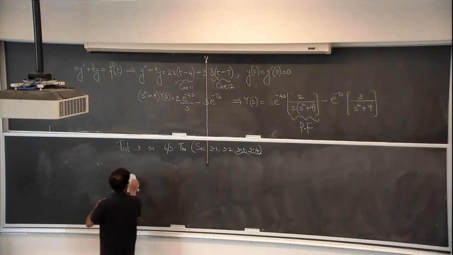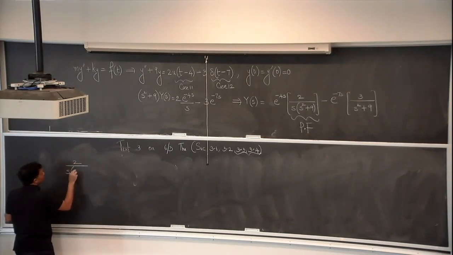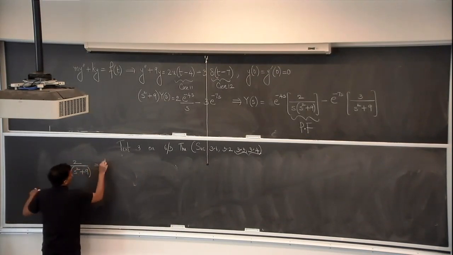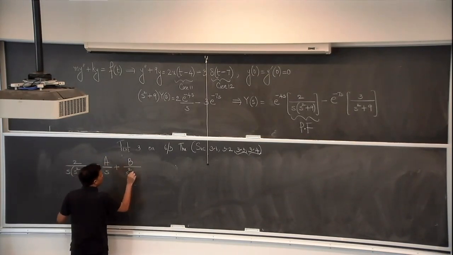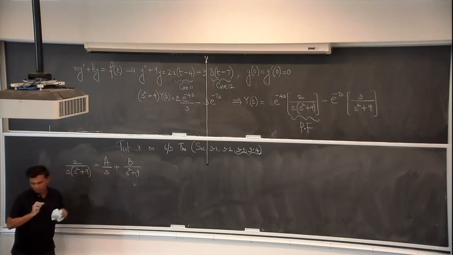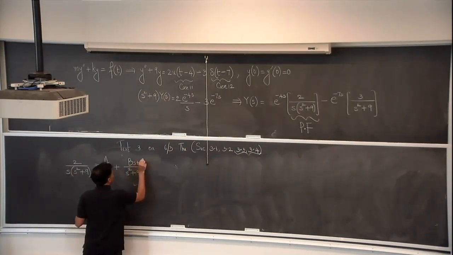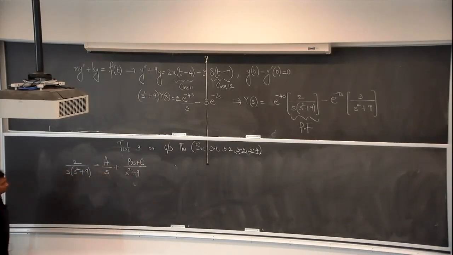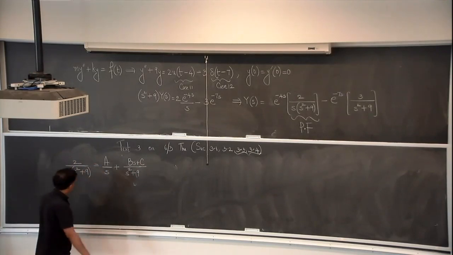Alrighty, let's see. 2 over s times s squared plus 9. So this is what I would write after the long weekend: A over s plus Bs plus C over s squared plus 9. Good. So please don't make that mistake. If you have to do a partial fraction on this, the quadratic term should have a linear term on the top. Linear would have a constant. Okay. Clear the fraction.